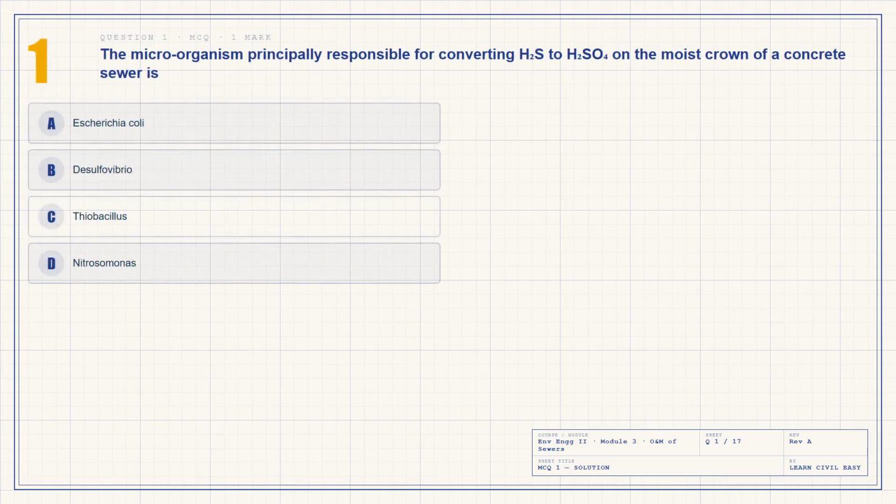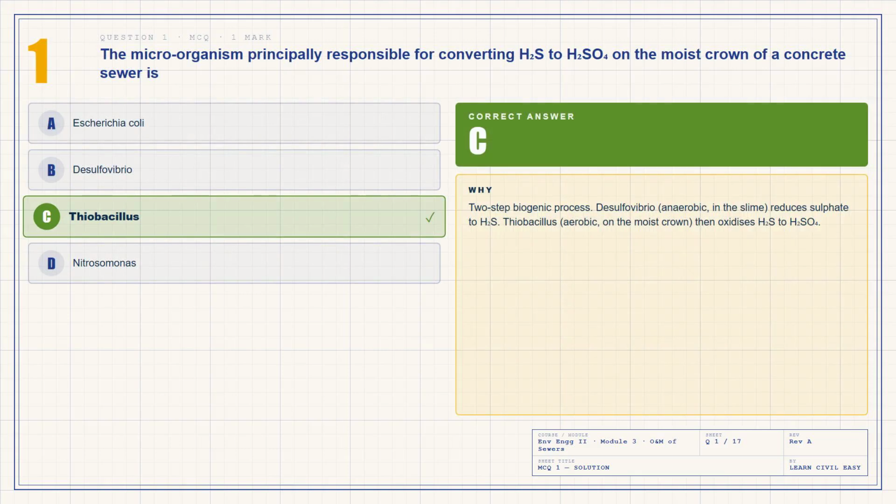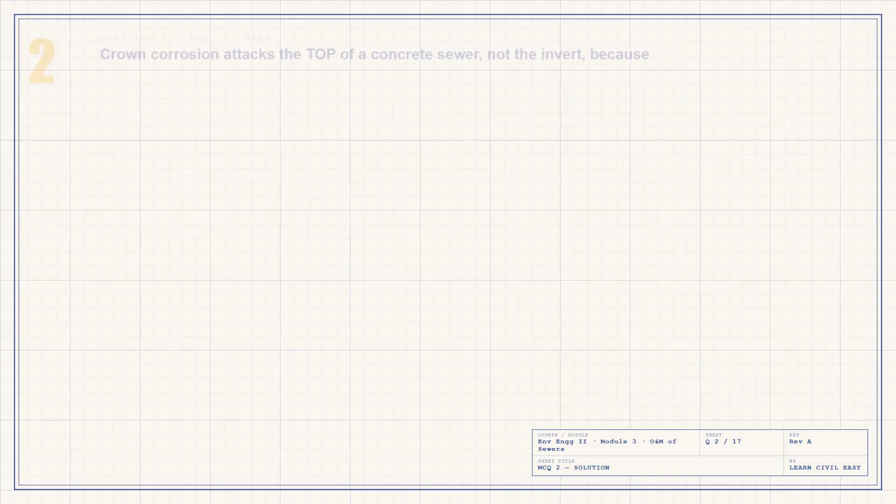Question 1. The correct answer is C. Thiobacillus. Crown corrosion is a two-step biogenic process. First, anaerobic Desulfovibrio in the slime layer reduces sulfate to hydrogen sulfide. Then, on the moist crown, Thiobacillus oxidizes that hydrogen sulfide into sulfuric acid, which attacks the cement.